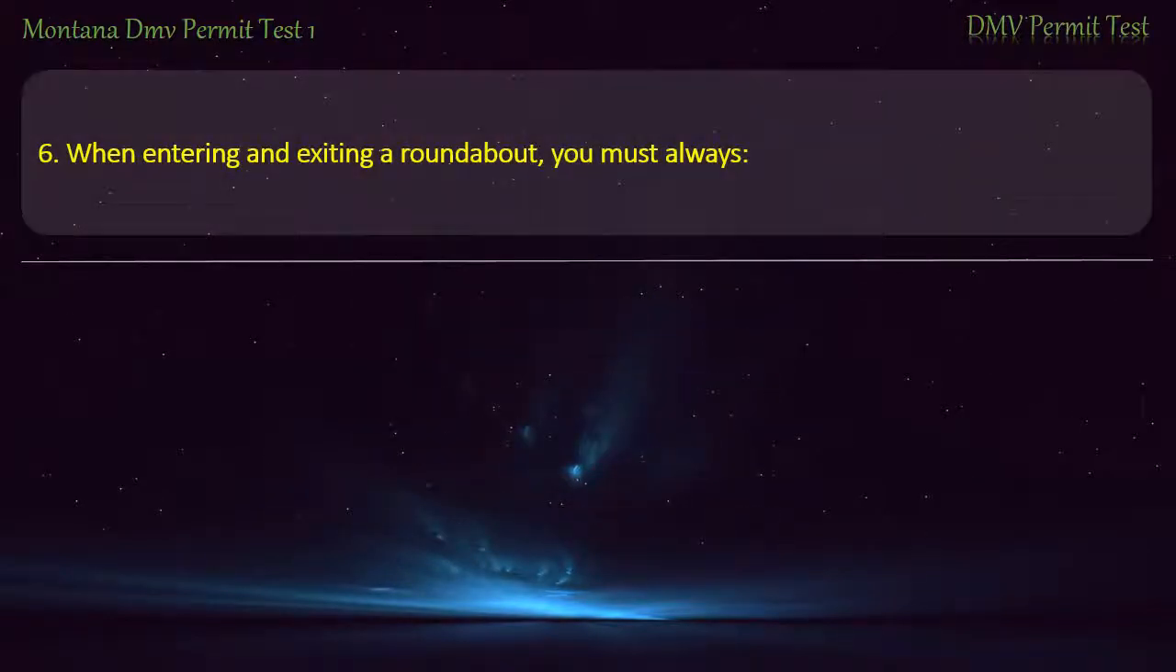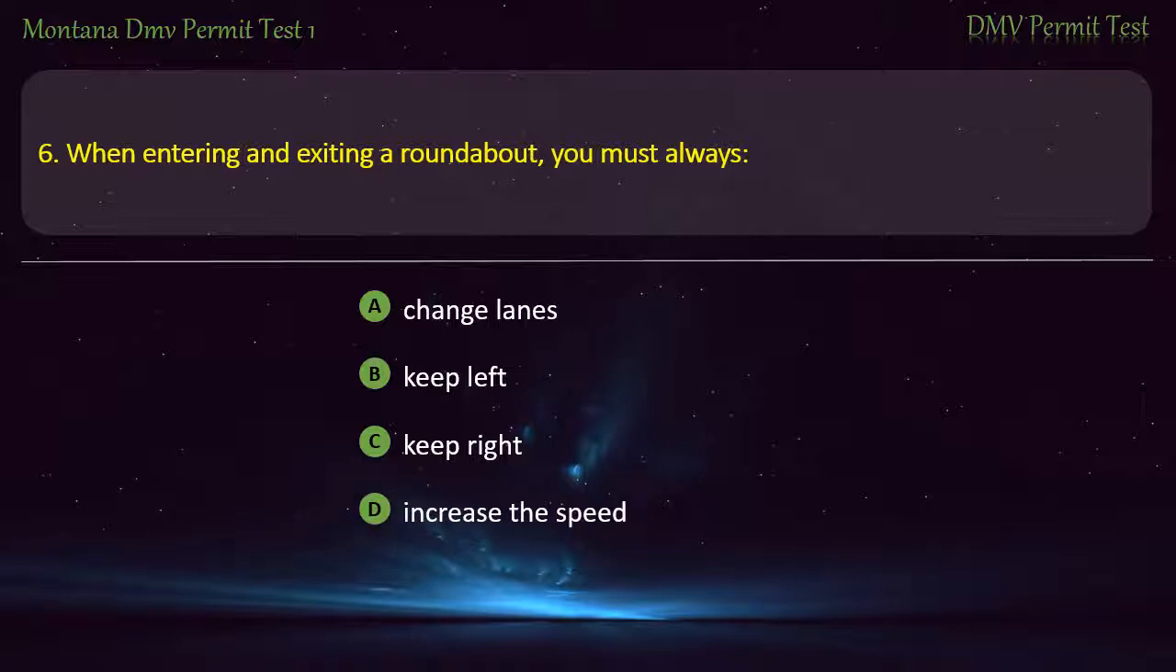Question 6. When entering and exiting a roundabout, you must always change lanes. Keep left. Keep right. Increase the speed. Answer. Keep right.